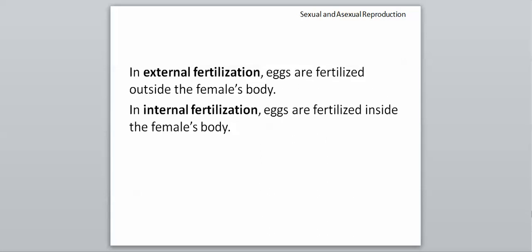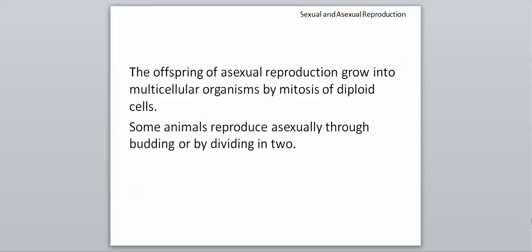When we have sexual reproduction, it can occur in one of two ways. There can be external fertilization, where the eggs are fertilized outside of the female's body, whereas internal fertilization is where the eggs are fertilized inside of the female's body. And then wrapping it up with asexual reproduction, the offspring of asexual reproduction grow into multicellular organisms through the process of mitosis of diploid cells, and some animals will reproduce asexually through budding or by dividing in two, which, remember, the process flatworms went through is called fission.